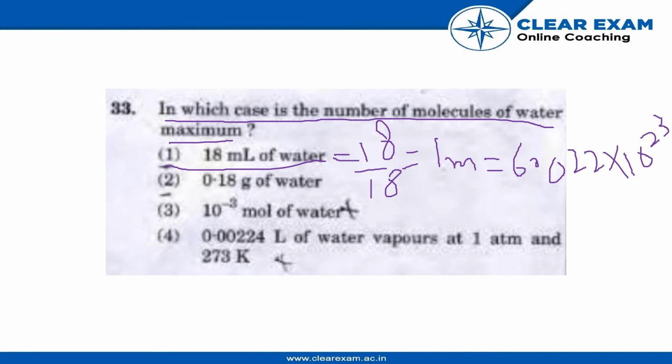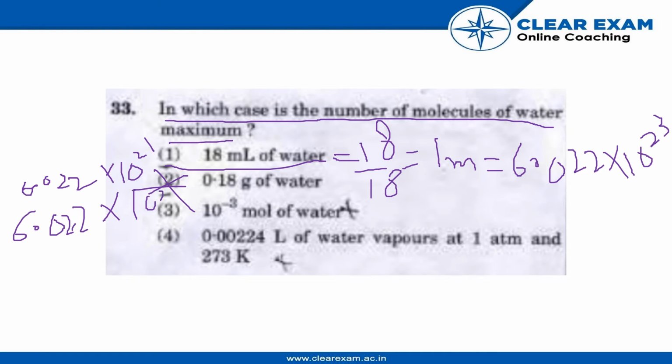Okay, let's say for the second part, 0.18. That simply means that we have 6.022 into 10 raised to power 21 molecules. So this can't be because the first one is more. Let's see for the third one, 10 to the power minus 3 mole of water. This is also pretty simple because that means 6.022 into 10 raised to power 20 molecules. So this also can't be.